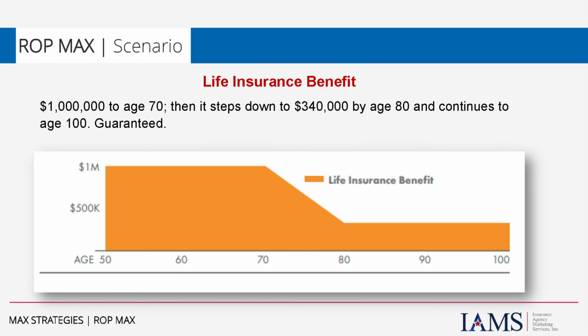So if we look at this graphically, it kind of helps to see what the policy does. So you can see that during the first 20 years of his policy, Hank has a $1 million death benefit. And as he starts to draw that premium back out, you can see the death benefit starts to reduce over time. And then when we get to age 80, he's left with that benefit we discussed, which is $340,000, continues to age 100, and that is guaranteed.